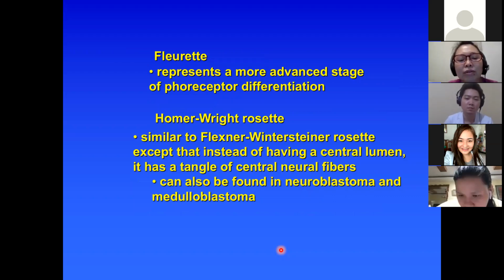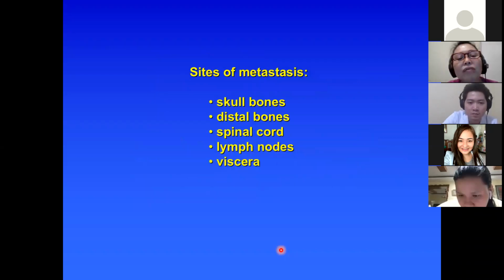Homer-Wright rosette, yan ang mga findings. Sites of metastasis. Of course, pinakamalapit dyan is your skull bones. Then your distal bones, spinal cord, lymph nodes, and your viscera.